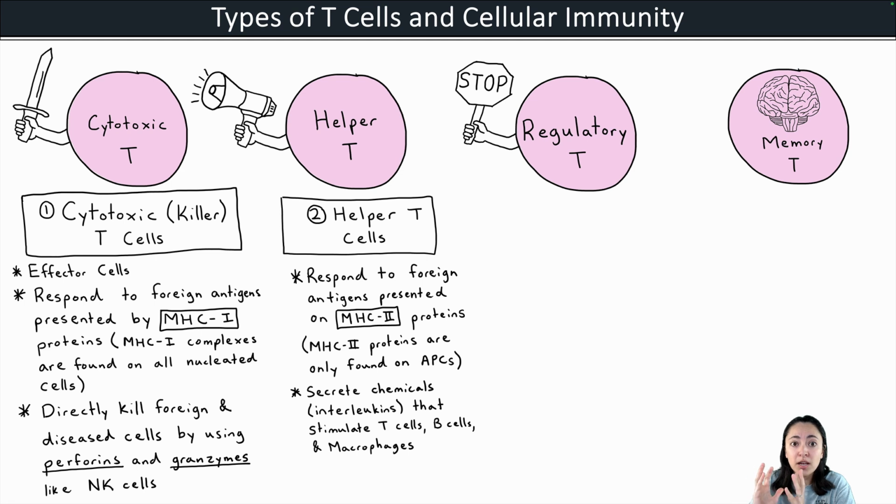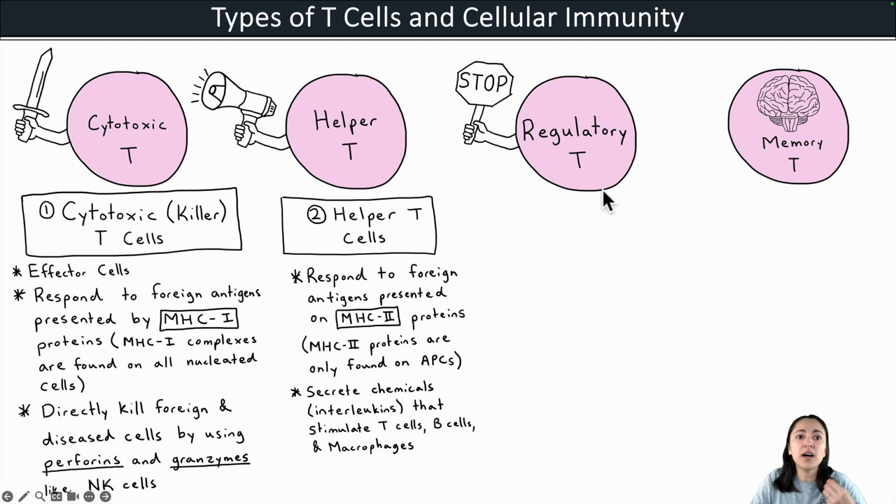Helper T cells function by secreting chemicals called interleukins. Inter means between, and leukins refers to leukocytes or white blood cells. So these chemicals help communicate between different white blood cells. They help to stimulate our T cells, our B cells, and our macrophages, and therefore increase our immune response.